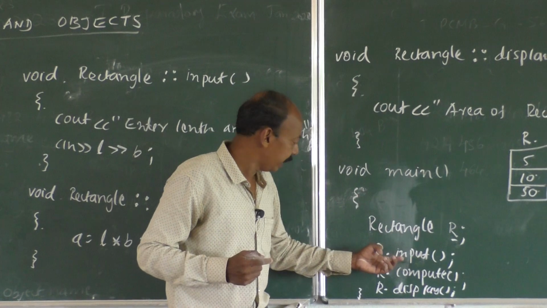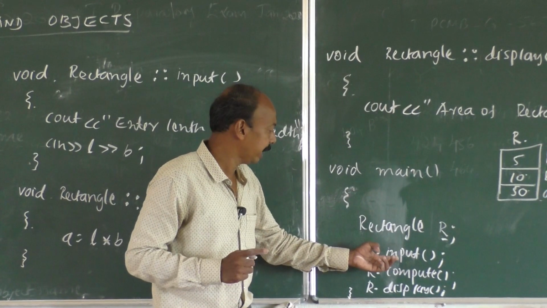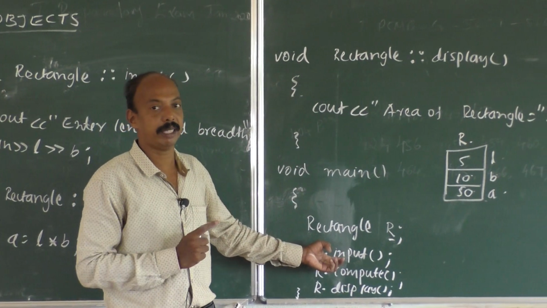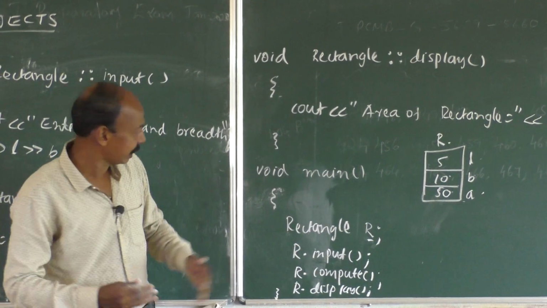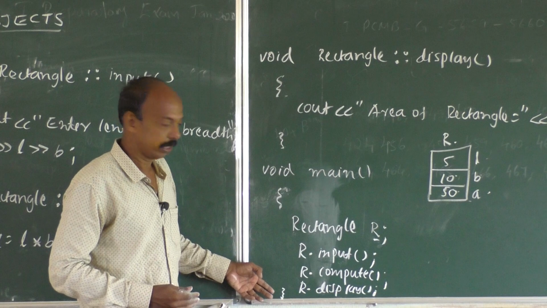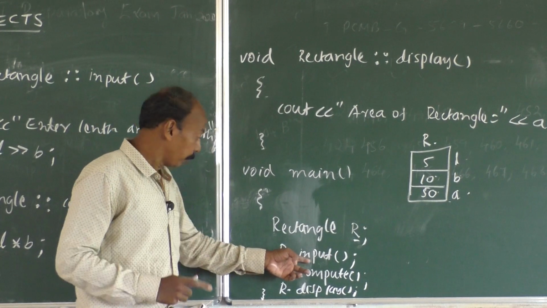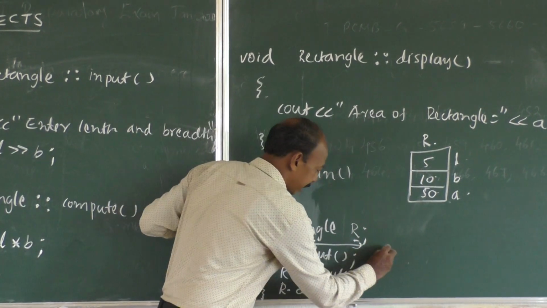I repeat, if void input is written under private, then it's not possible to access the function input because it becomes private. Since we have written the functions under public, outside the class also we can access it. So here it's possible.